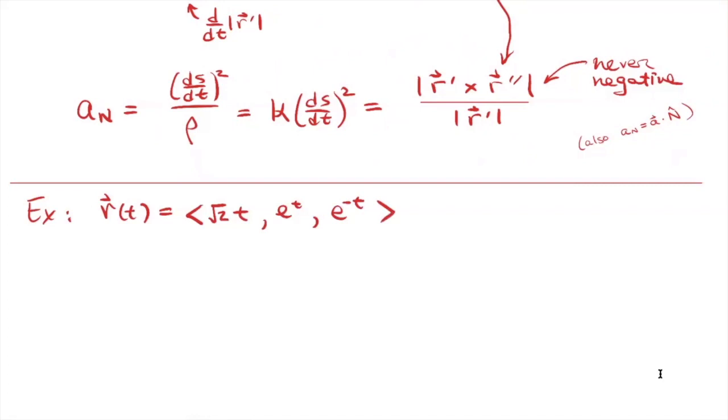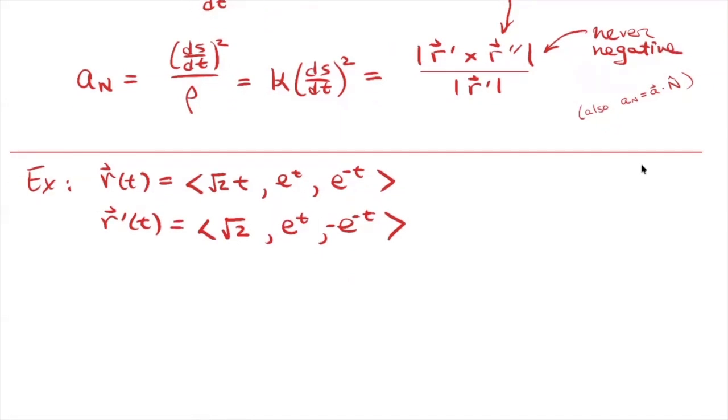Okay. I know I'm going to need some derivatives, so let's go ahead and do r prime of t. This is going to be square root of 2, e to the t, and negative e to the negative t. Any questions? I don't see any in the chat. Nobody's shouting out, so that means I'm going to keep going.